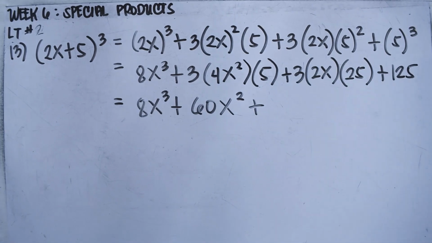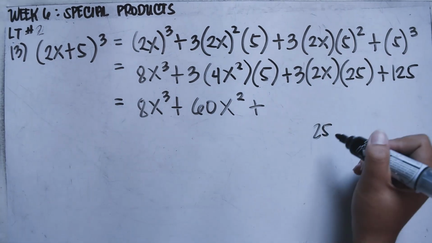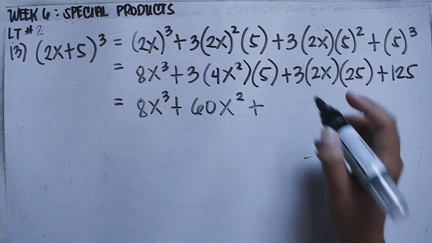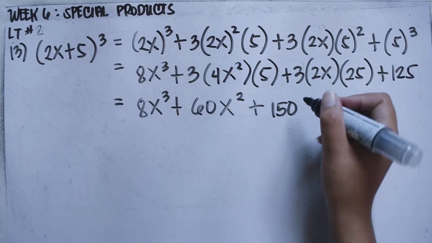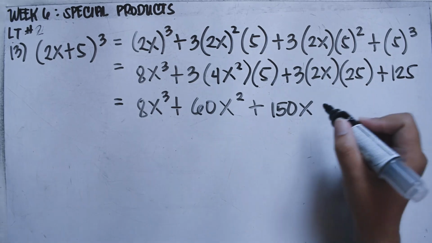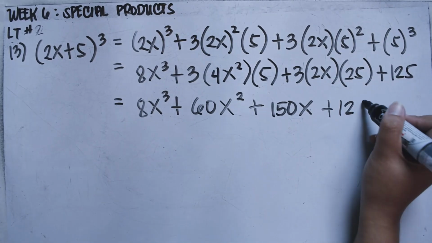3 times 2 is 6 times 25 is, so, compute natin. 25 times 6, we have 150. Burin ko na to. So, 150, and then just copy x. Nakuha ba again. 3 times 2 is 6, times 25 is 150. Then, copy x plus 125.